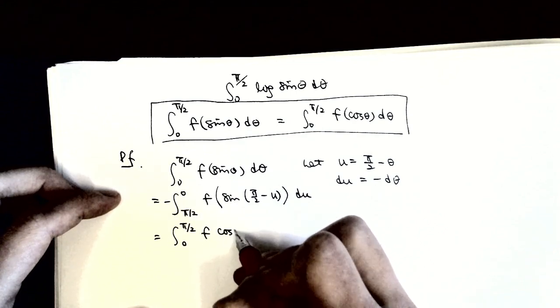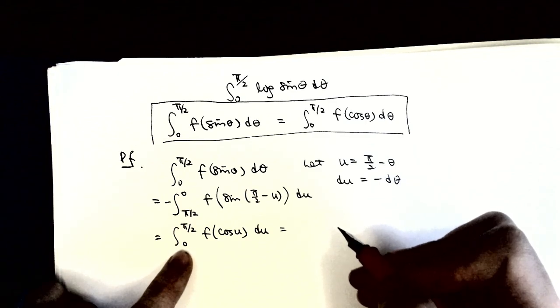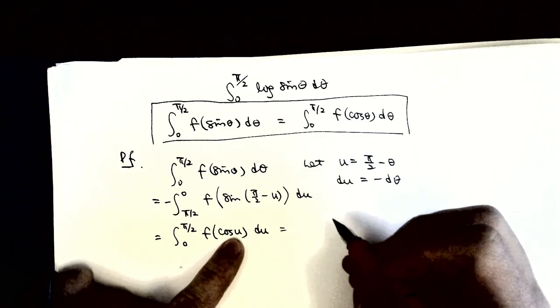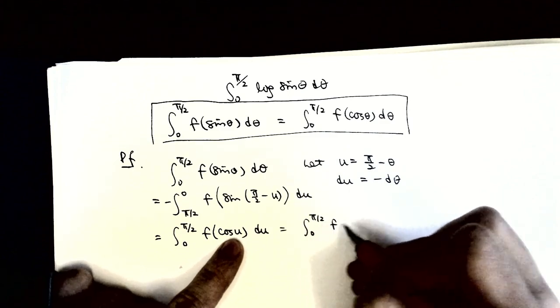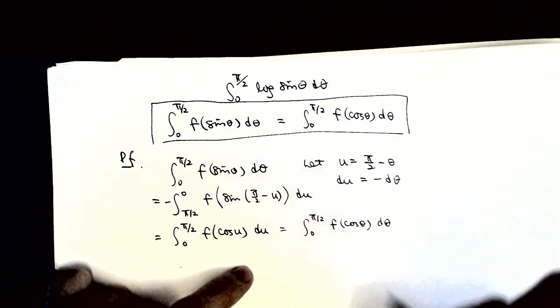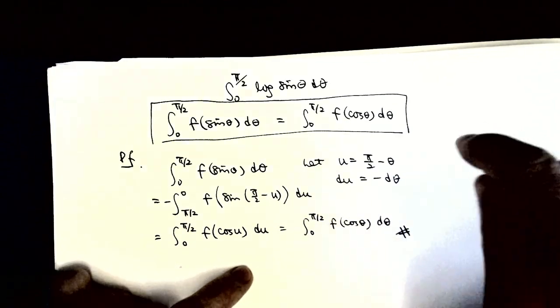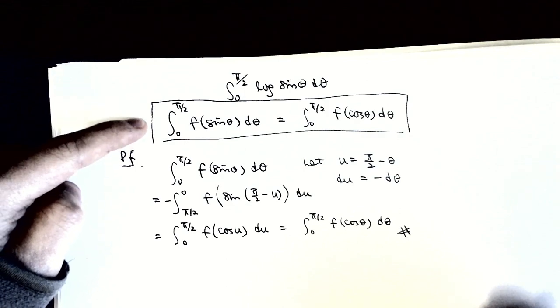Of course, for a definite integral, u here is just a dummy variable, so we can change it to theta. So we get back this result. This is our first tool here.